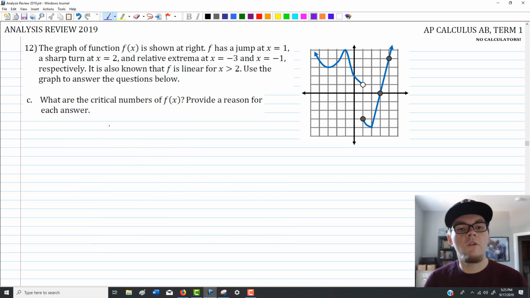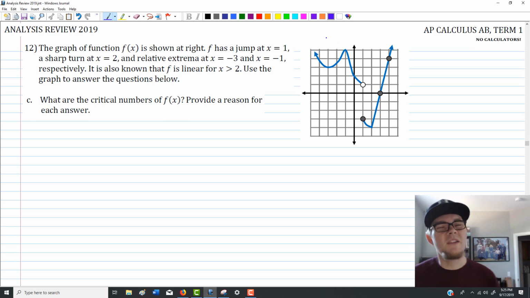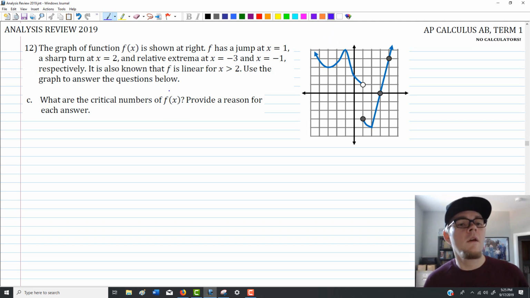Hey, question C. What are the critical numbers of f of x? Provide a reason for each answer. I really don't want to provide a reason. Don't make me give a reason. I don't want to. We'll see what happens. Tired. I'm actually really sore. I probably need to rest after this.